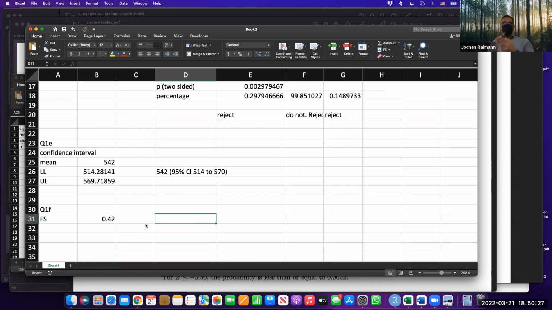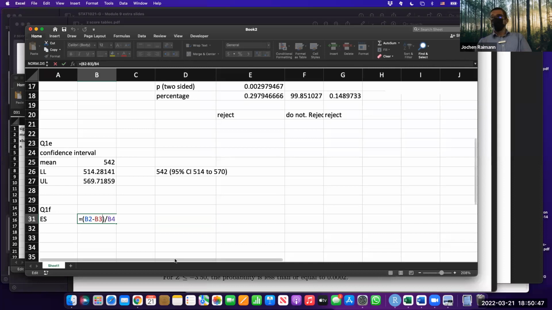So 0.3 to 0.5 is small, 0.5 to 0.8 is medium, and everything greater than 0.8 is large. So this is the effect size. And that was example number one. This one? Yeah. B2 minus B3 divided by B4. Okay. Was that clear? Makes things a little easier.